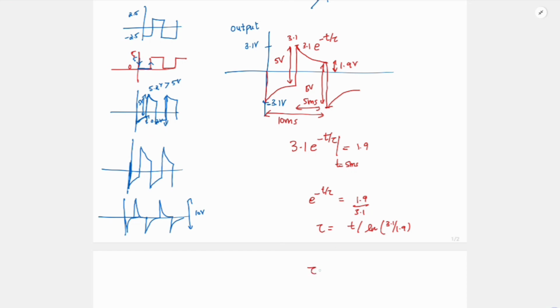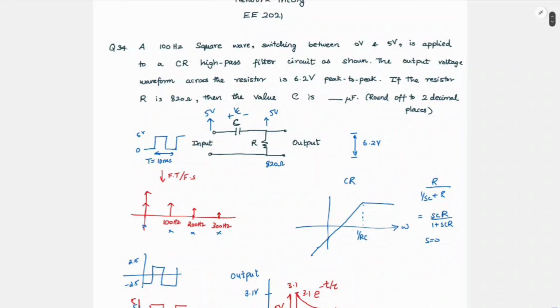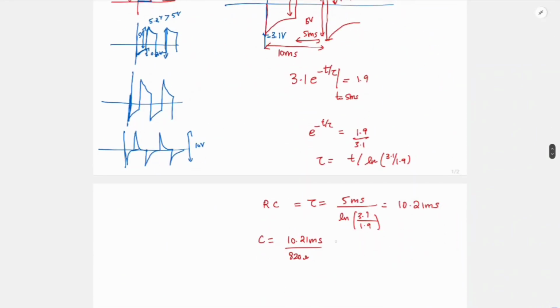And t I know, now tau I can find. So tau is 5 millisecond by ln of 3.1 by 1.9. We can use the calculator quickly. So this comes to 10.21 milliseconds. And we know the R value. And our tau itself is nothing but equal to RC. So C is equal to 10.21 milliseconds by R. R here is 820 ohms. And we want it in micro, so we can multiply by 1000. So what will this come to? 10.21 divided by 820 into 1000. So this comes to 12.45 microfarad. So this will be our C value.